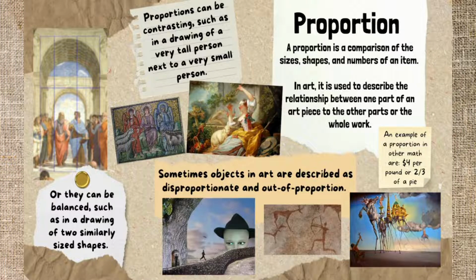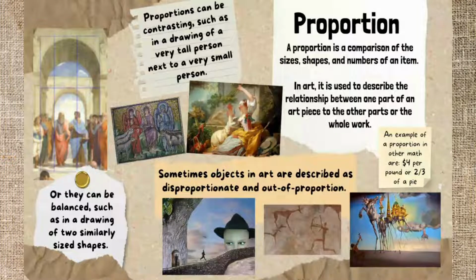So now we are going to take a look at proportion. So proportion, you might also have heard that word from math, right? Does anyone remember what a proportion is in math? Where we are comparing two units of measure, right? So $4 per pound or 2/3 of a pie. Proportion in art, we talk about scale or the size of different objects, shapes, that are in a painting. And this helps us also create a sense of depth.